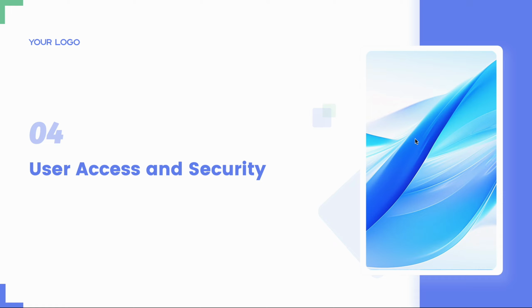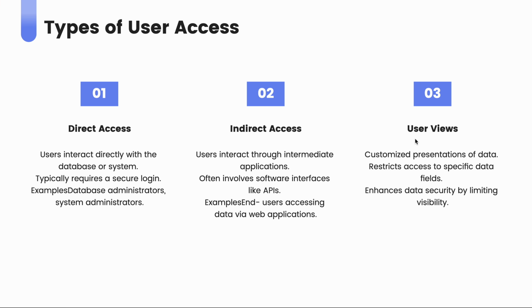Our next section is user access and security. There are three types of user access. The first one is direct access, the second one is indirect access, and the third one is user view. The first one is direct access. Users interact directly with the database or system. It typically requires a secure login. Examples: database administrators, system administrators.